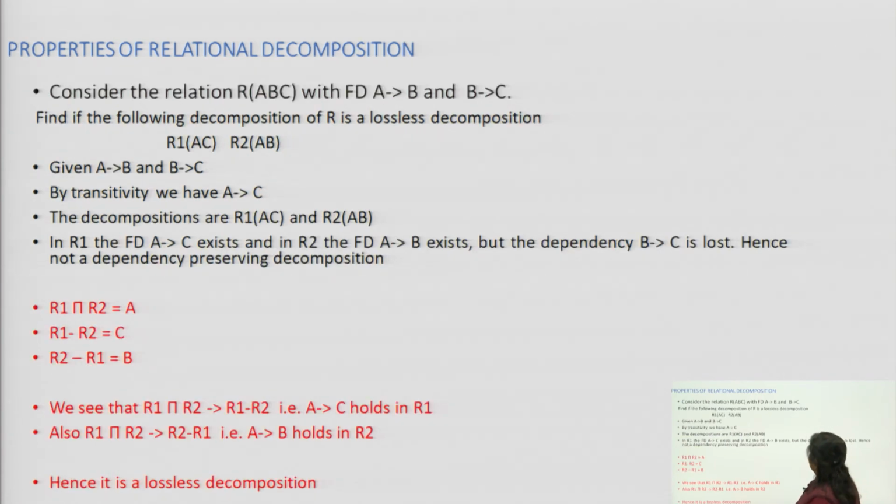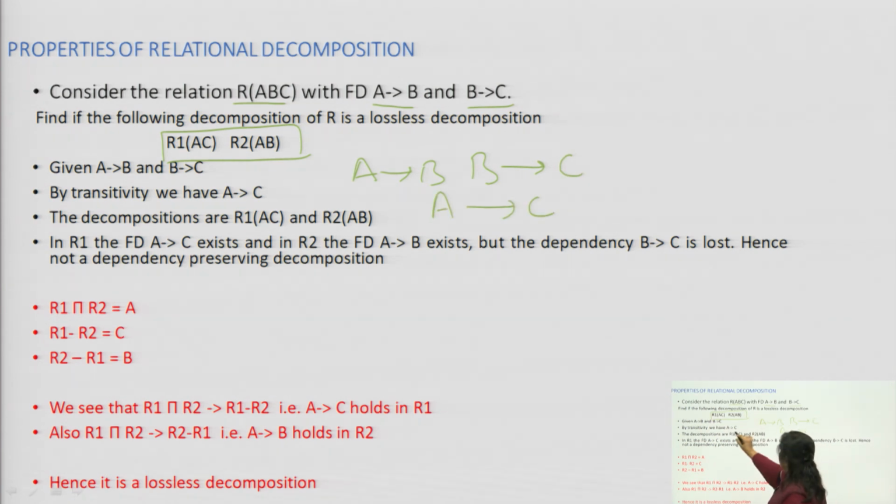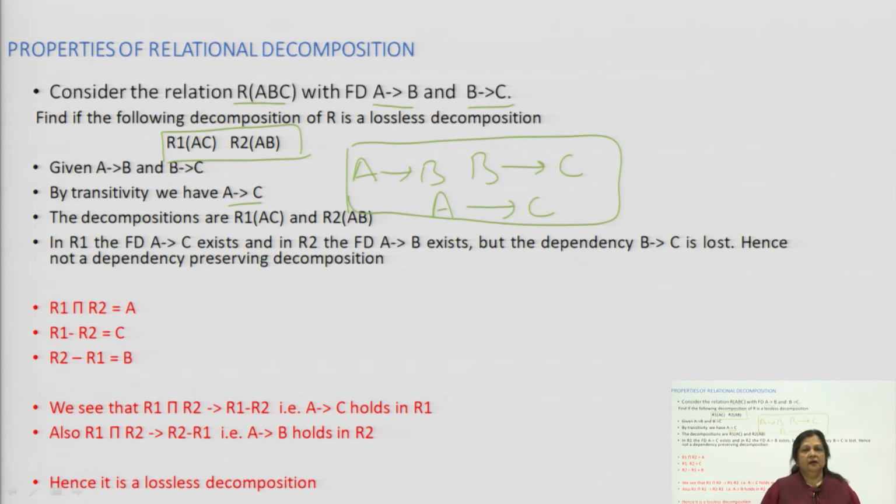Let us take up this question. We have the given relation as A B C, functional dependencies A to B and B to C, and the decompositions are R1 A C and R2 B C, right. Now this is a binary decomposition, so we can either use the chase algorithm or we can directly apply these rules for binary decomposition. So, here by transitivity what do we have? We have A to B, B to C. So, by transitivity we have A to C. So, these are the 3 functional dependencies that are there in the given relation.